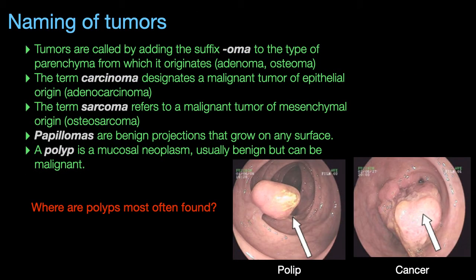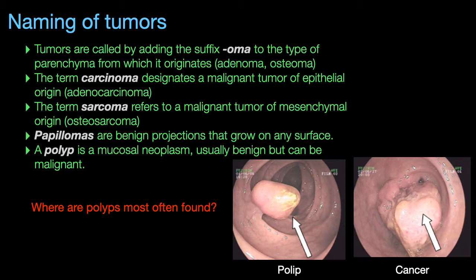Okay, so when you see your patients, if any one of them has a tumor, this tumor in the medical information is going to appear with a name. Okay, so it is important to know how tumors are named, and normally they are named adding the suffix oma to the type of the parenchyma.